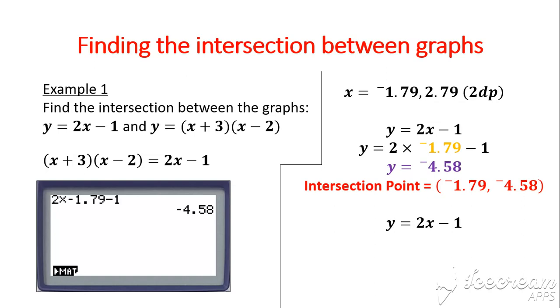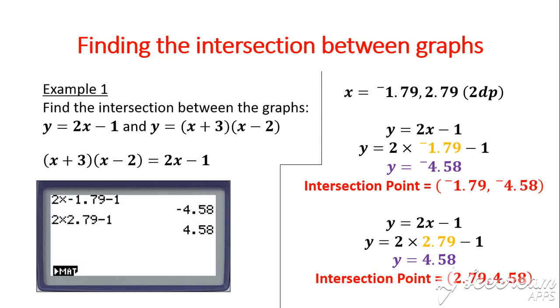I'm going to do the same thing for my second x solution. I'm going to use the same equation, y equal to 2x minus 1, and substitute in my second x solution to get y equal to 2 times 2.79 subtract 1 and work that out on my calculator. That gives me positive 4.58. So my coordinate for my second intersection point is my x value is 2.79 and my y value is 4.58.